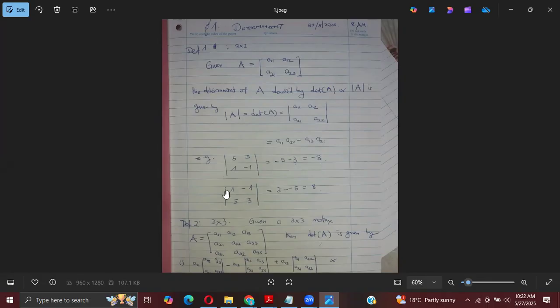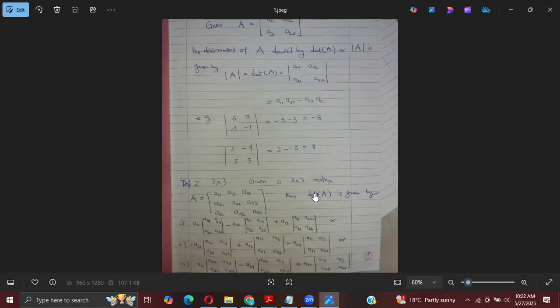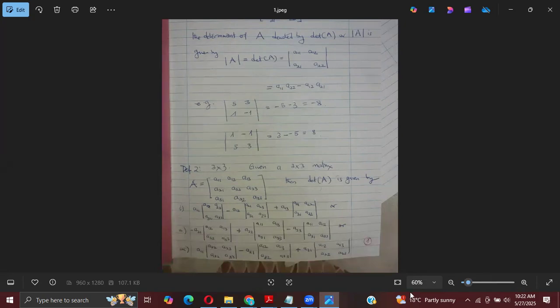If the matrix was 1, 5, minus 1, 3, then it will be 1 times 3, which is 3, minus 5 times minus 1, which is minus 5. So you get 3 minus minus 5 is 8. All right. Now, if it was a 3 by 3 case, then this is what you have. If our 3 by 3 matrix is A11, A12, A13, and the second row is A21, A22, A23, and third row is A31, A32, A33.